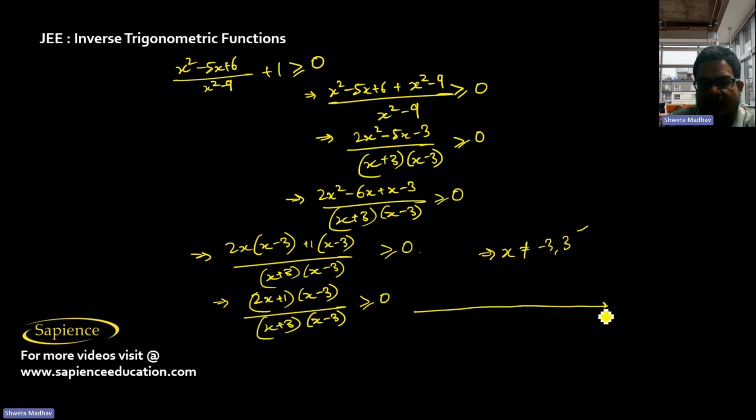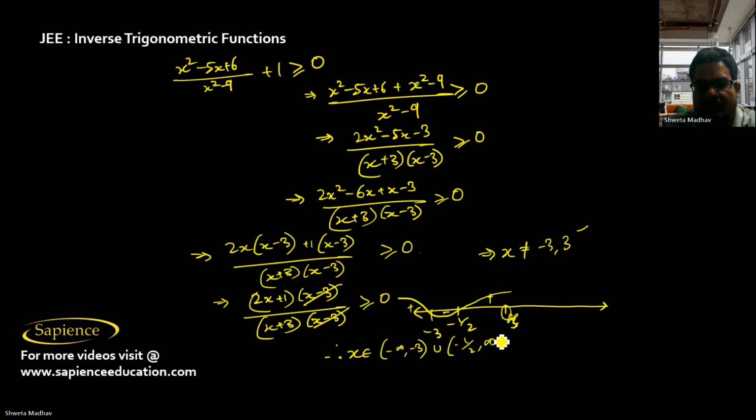And when we draw the number line, here this will be minus half, this is minus 3, and this is plus 3. So these two we can cancel then. So from more than minus half, if I take 0, then this will be more than 0. So positive, negative, positive. So therefore x belongs to minus infinity to minus 3 union minus half to infinity. 3 we should not include.